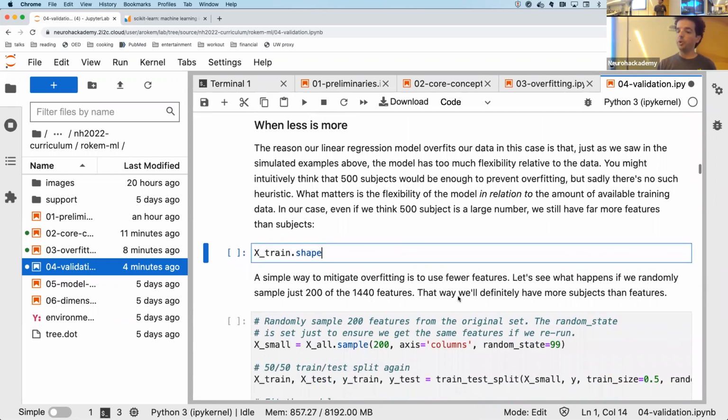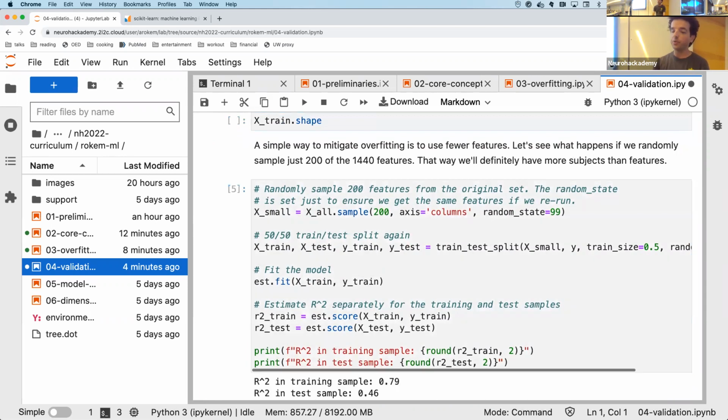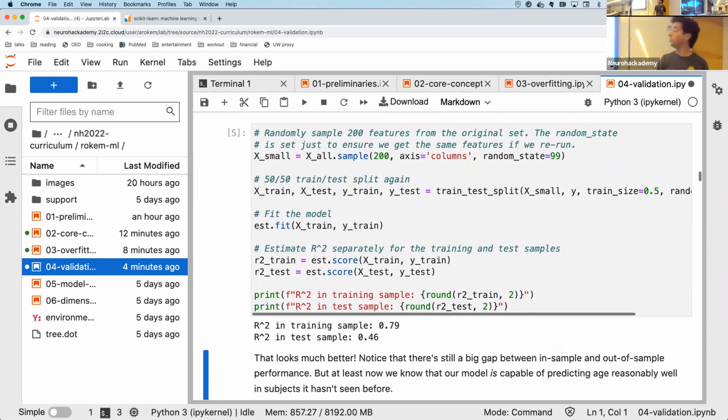So what do we do here? Well, we can go back and, for example, randomly sample 200 columns instead and do the same procedure. And we see that when we sample 200 columns, this actually works better. In fact, it's not too bad at all.